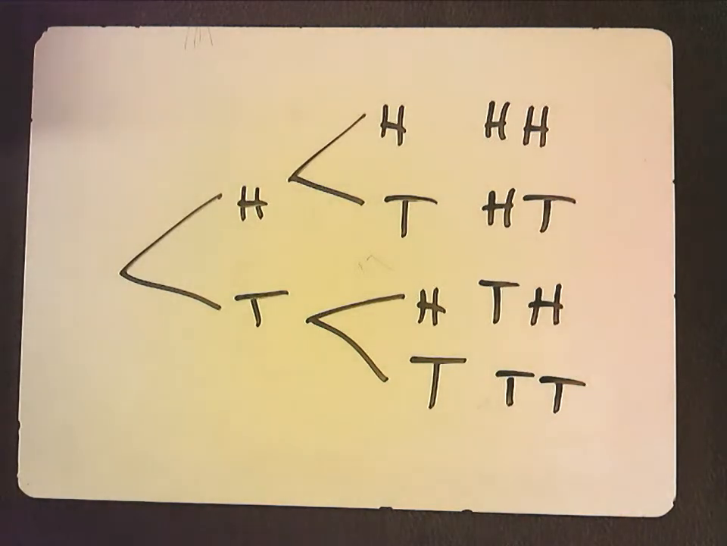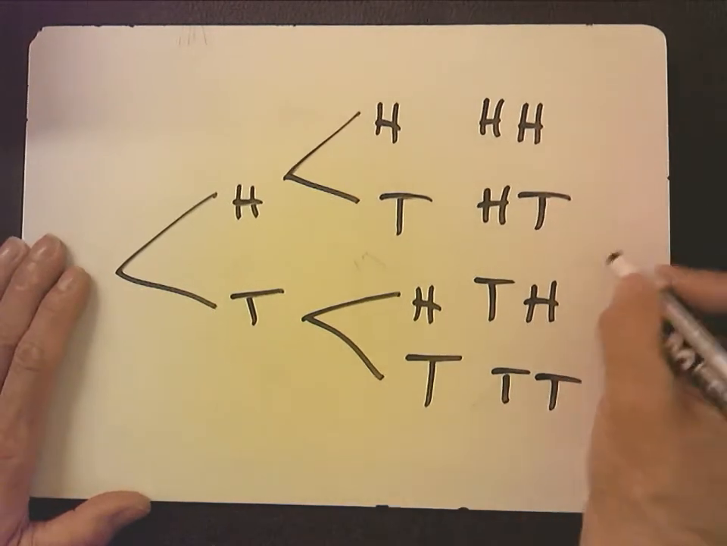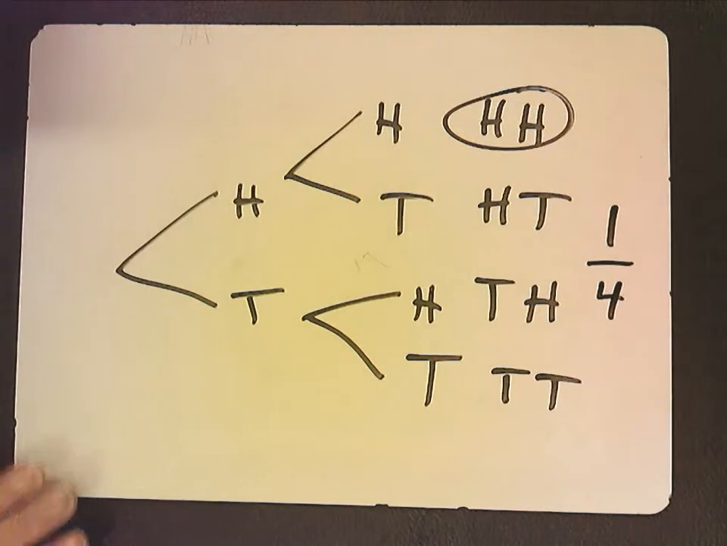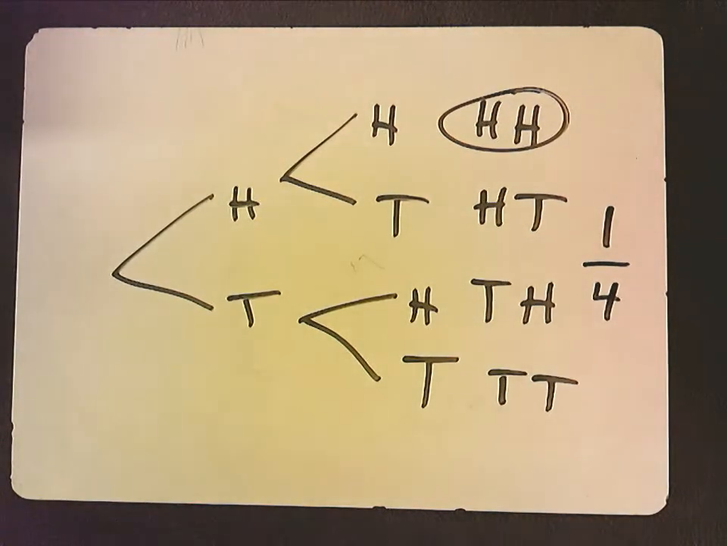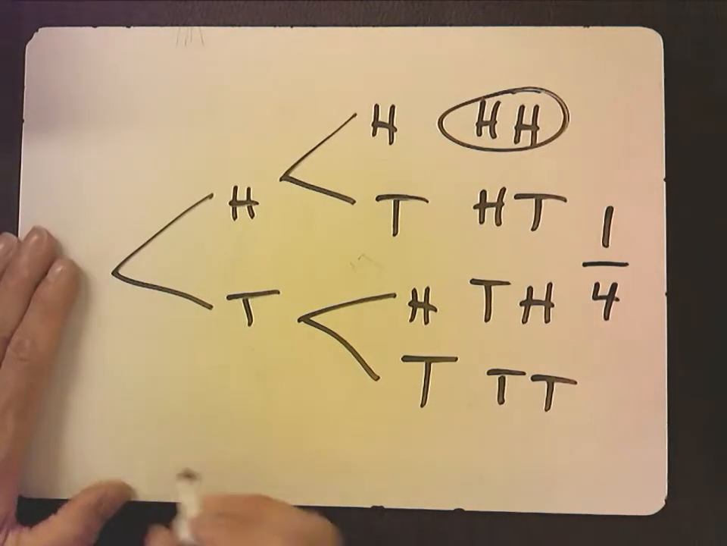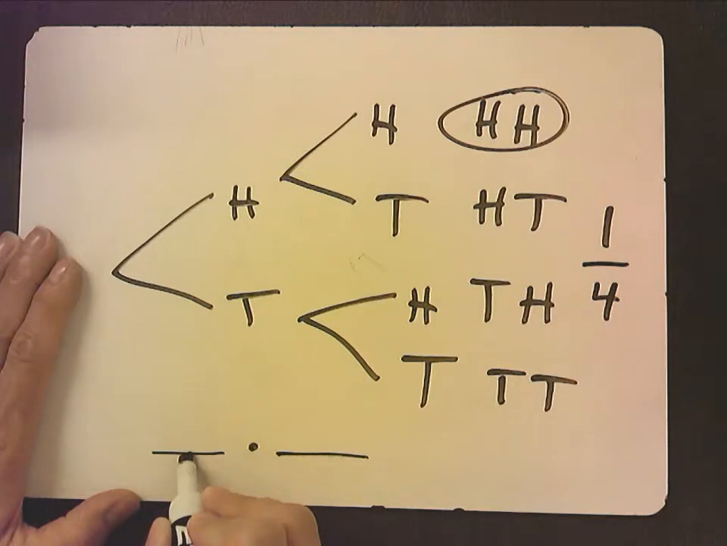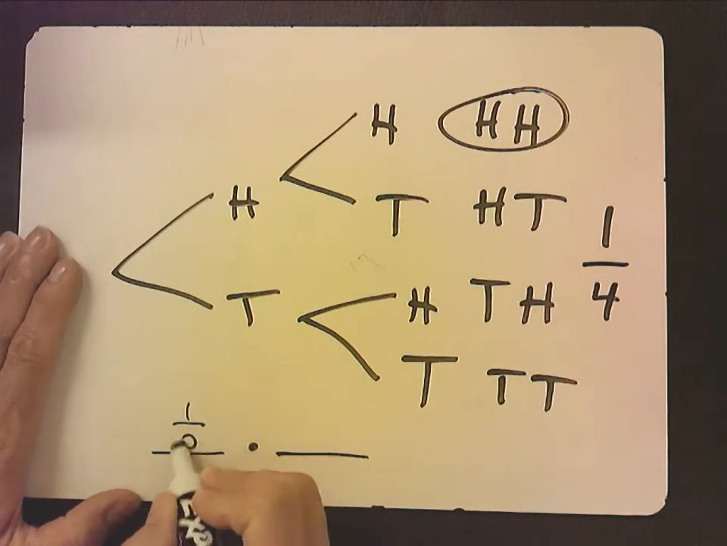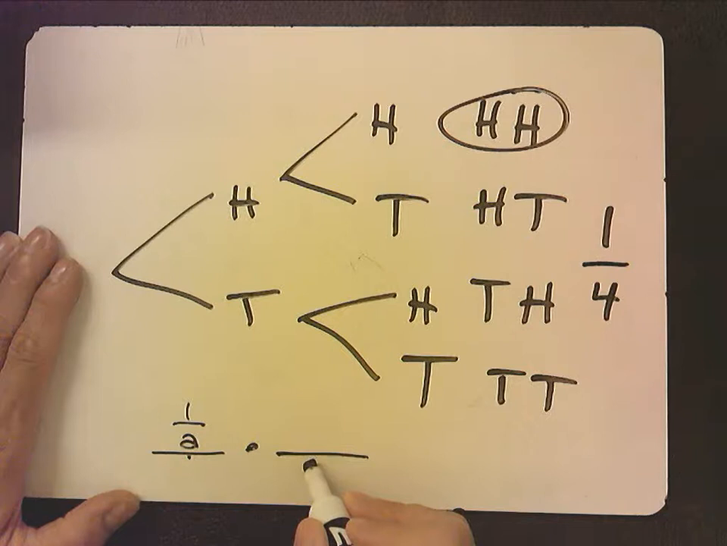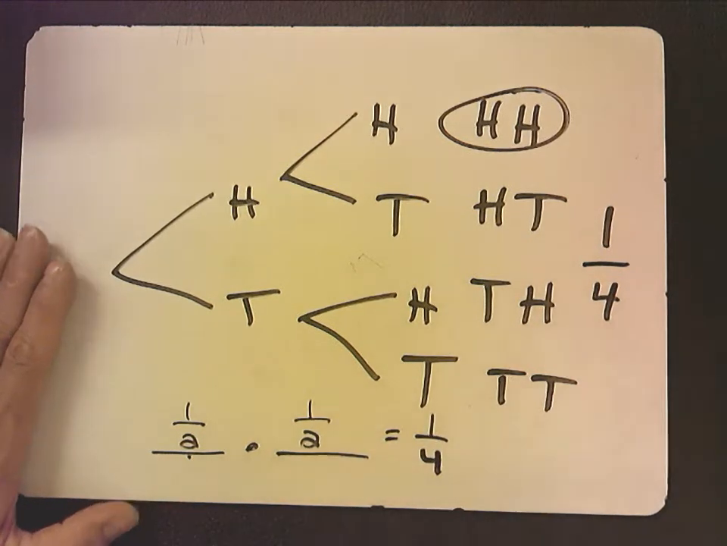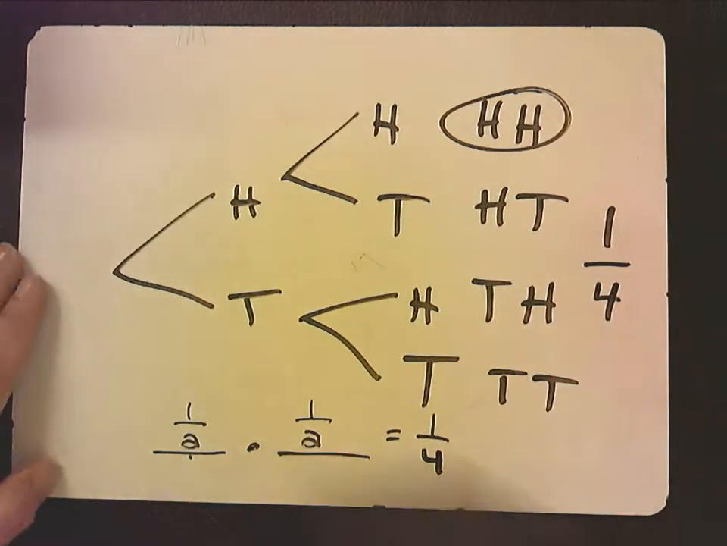Now, what is the probability of getting 2 heads? Well, there's 4 possible outcomes, and how many ways can I get 2 heads? Just 1. So the probability is 1/4. Now, another way to do this probability is to say, well, what's the probability I get heads on my first throw? 1 over 2. What's the probability I get heads on the second throw? 1 out of 2. If I multiply them together, I get 1/4. And that's another way to do it.